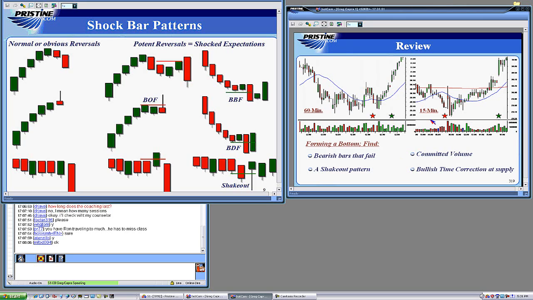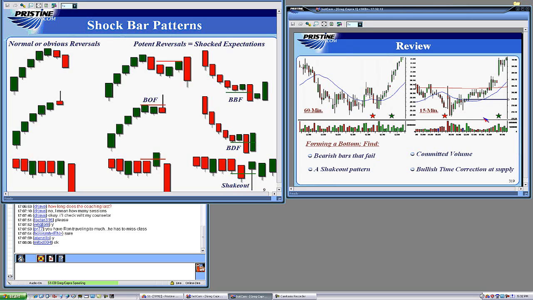Areas of resistance, which is an area of supply by definition. The attempts to move lower, where sellers are coming in, don't follow through. We see red bars ignored. They turn back up again. We see bottoming tail bars form.